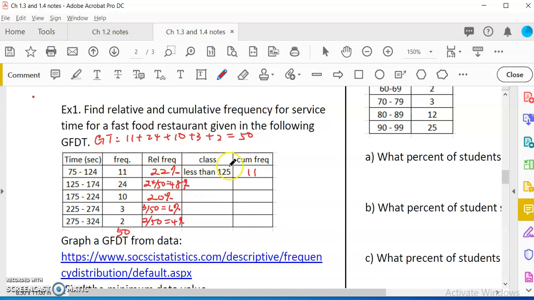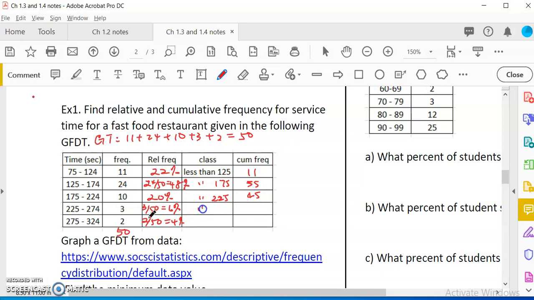What about the second? How many are less than 175? So we say less than 175. So it would be the first two, right? So these are less than 175. These are also less than 175. You add 11 plus 24, that is 35. And then the next one will be less than 225, and that would be the first three. So you just cumulate from the low to the high. So 11 plus 24 plus 10, that is 45.